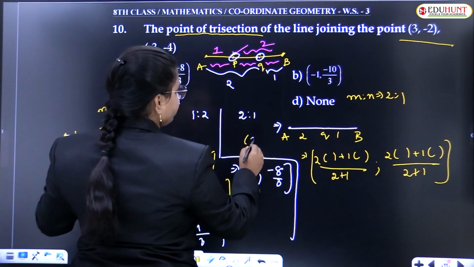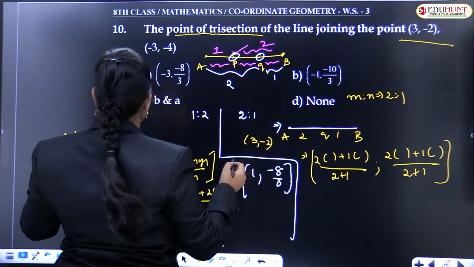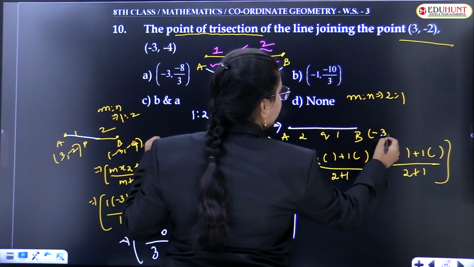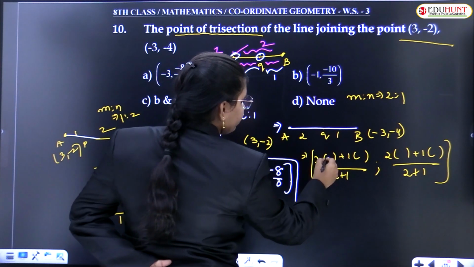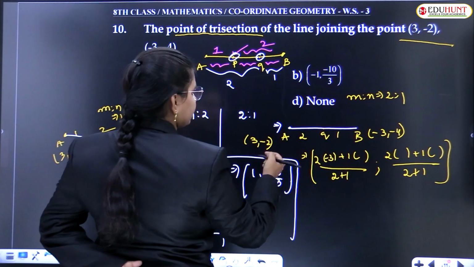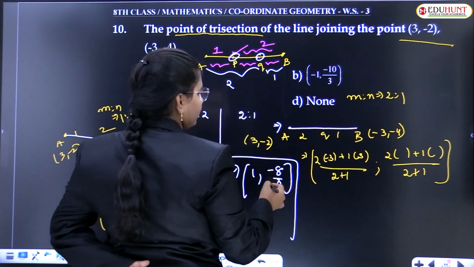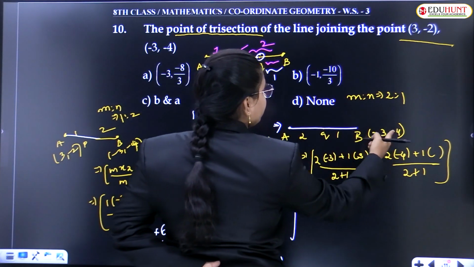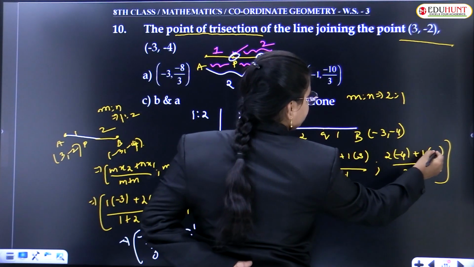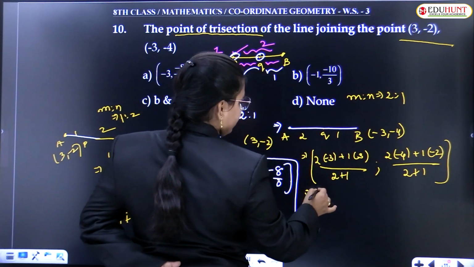This is 3 comma minus 2. This is minus 3 comma minus 4. So apply those values. What is x2? Which is minus 3. What is x1? Which is plus 3. Correct. What is y2? y2 is minus 4. What is y1? Which is minus 2. Yes. So apply all the values.